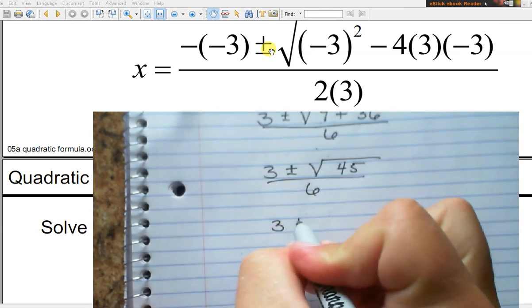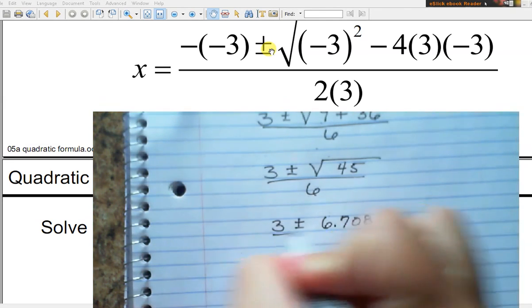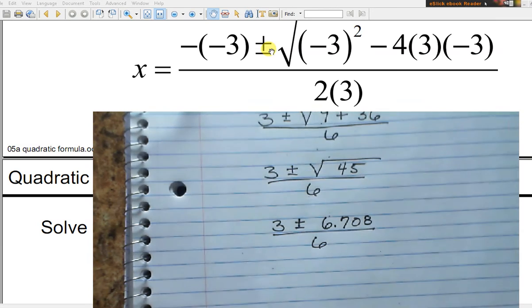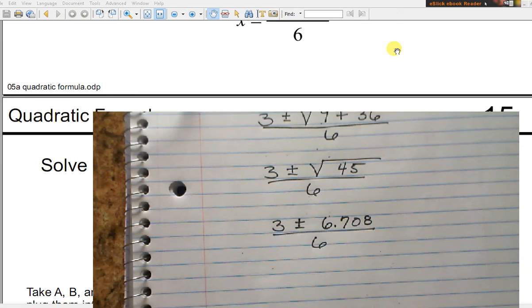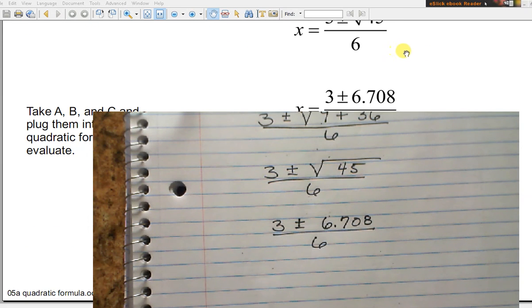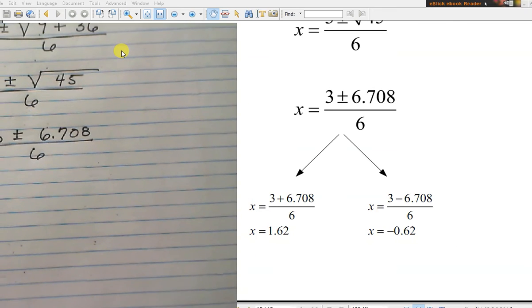3 plus or minus 6.708 over 6. Yep, this is what we're doing. And it matches up with what I did here. And that splits up into those two guys right there. So 3 plus 6.708 over 6. 3 minus 6.708 over 6. And we get down here to our two answers.